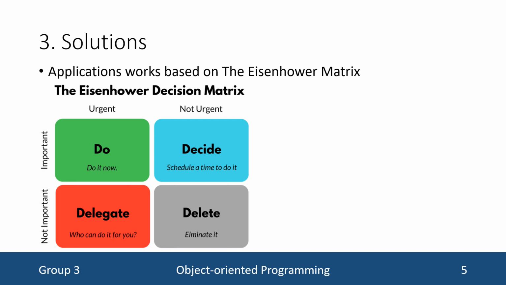About the solution, our application works based on the Eisenhower matrix. As you can see on the figure, we have two criteria, important and urgent, to group all tasks into four groups. The most important is do, then decide, delegate. Delegate means that you can have somebody else do it, and the last one is you can do it or not, or you can delete it, right?